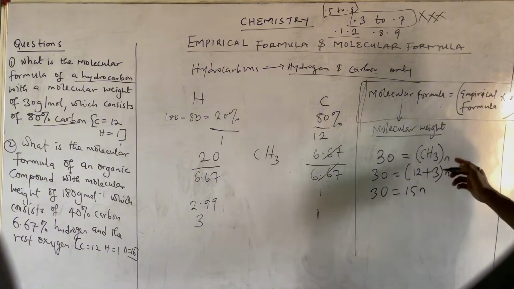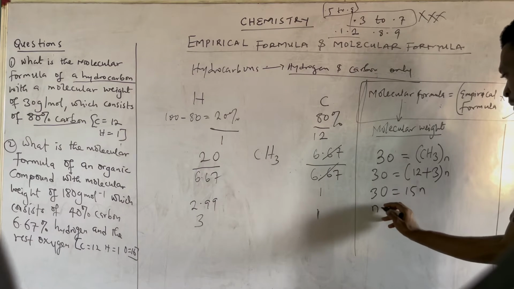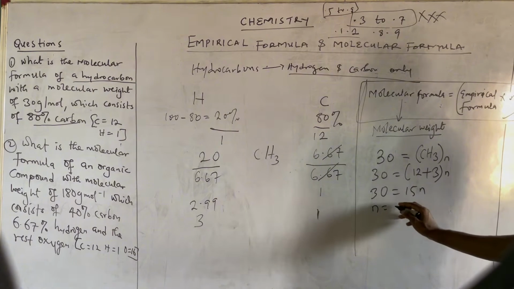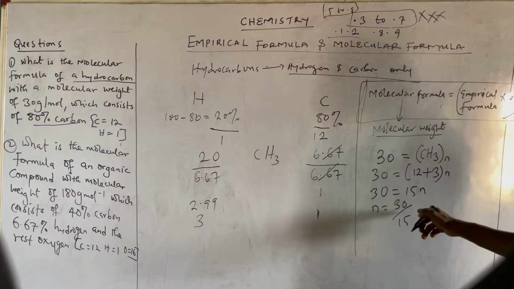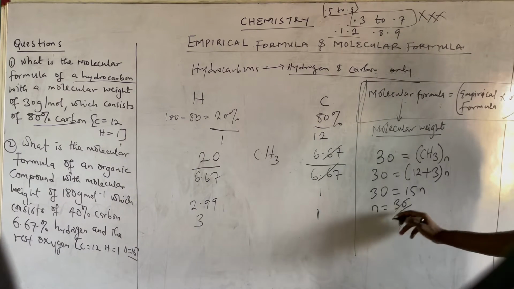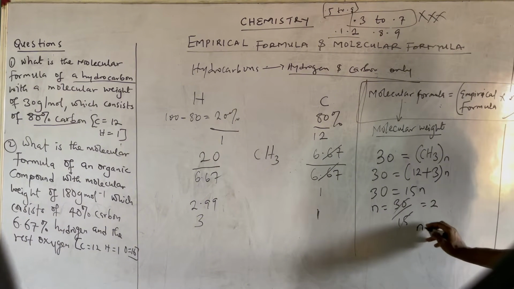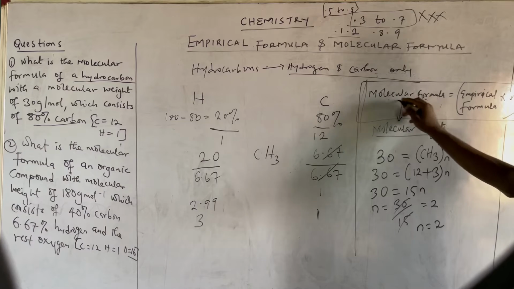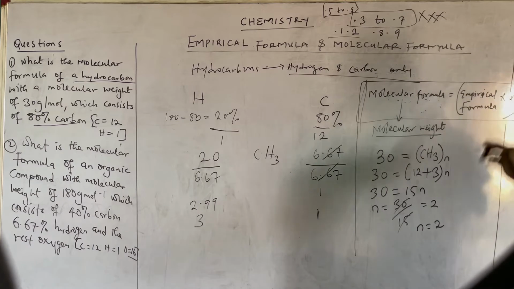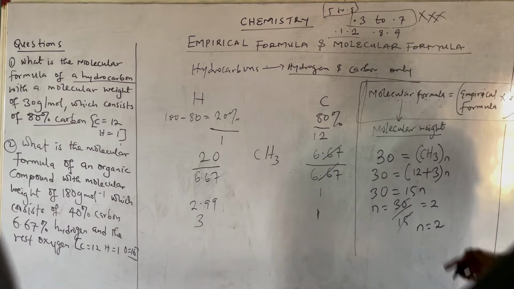You get the point now? So that becomes what now? For us to get our n value, it becomes 30 over 15, because we have to divide both sides by 15 to get n. And that ultimately gives us 2. So our n value is 2. And don't forget that from this formula, to obtain the molecular formula, it is empirical formula times n. You get the point now? So now we know our n value.